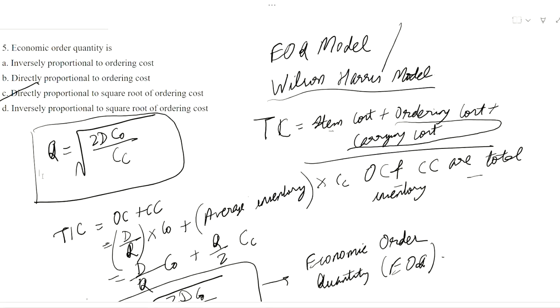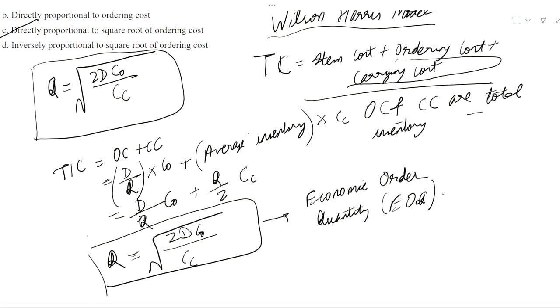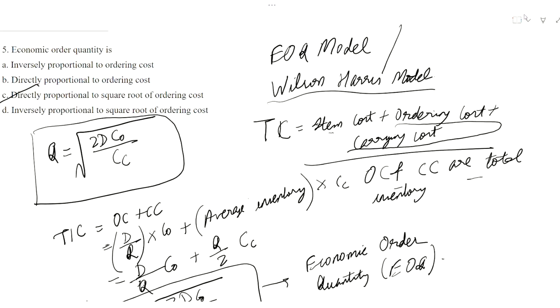Now, the economic order quantity model is also known as the Wilson-Harris model. Here, Q is equal to root over of 2 into D into C, where Q is the order size, the economic order quantity, D is the demand, C is the ordering cost per order, and CC is the carrying cost per order. This is the formula. So now economic order quantity is directly proportional to the square root of ordering cost.